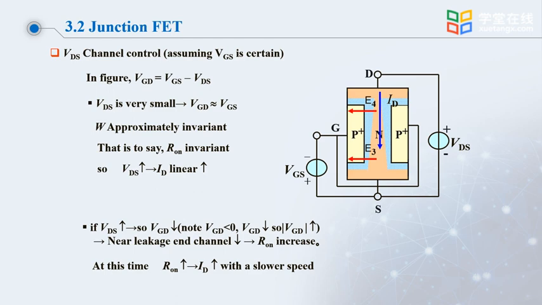A larger absolute value means a smaller VGD. Then the absolute value of VGD gets larger. This results in narrowing the channel on the side of the drain. This makes the channel resistance larger. So when we change the drain voltage, increase the drain voltage, in an N-channel junction FET, this channel will narrow near the drain side electrode.